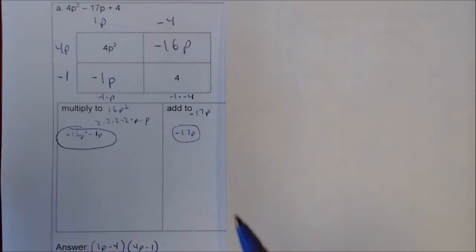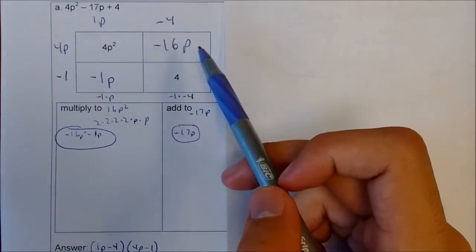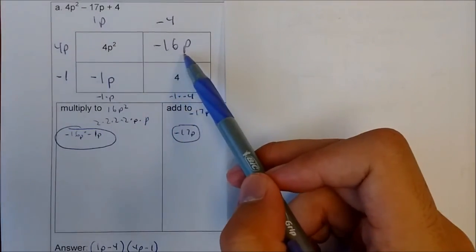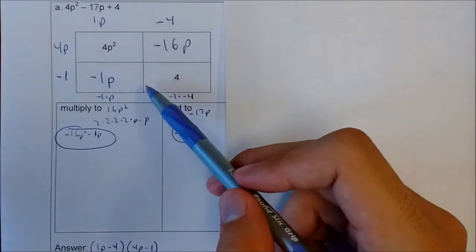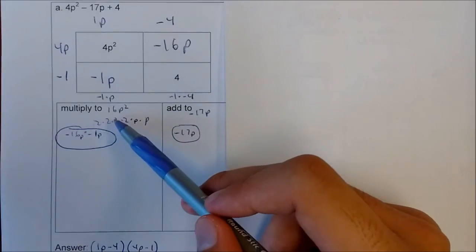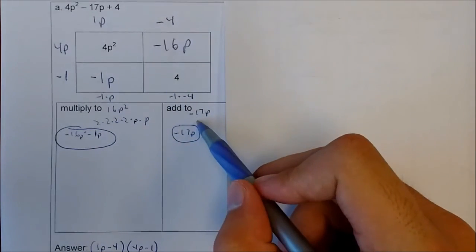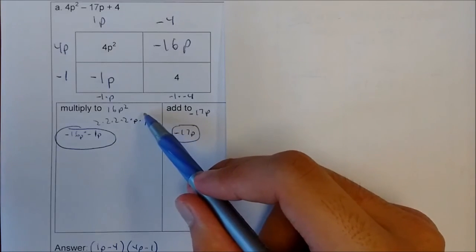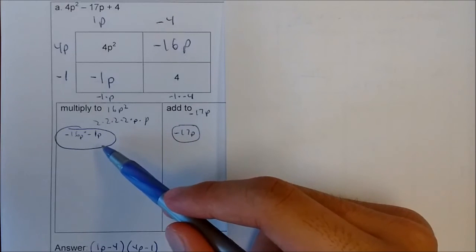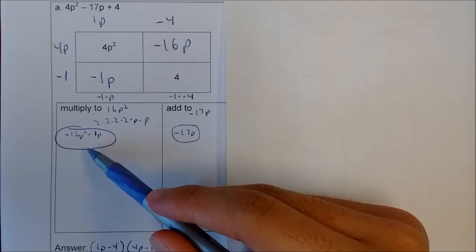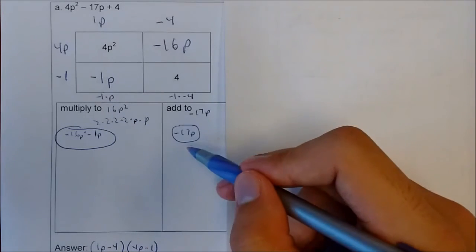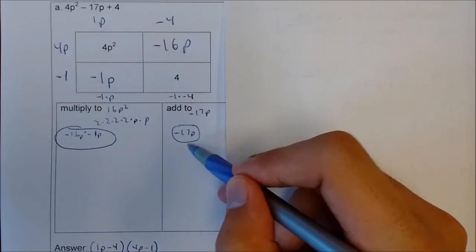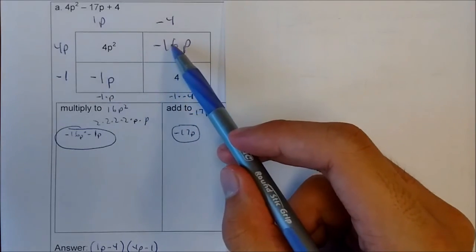See how you did. So in the area model, I completed negative 16p and negative 1p because I knew that they had to multiply to 16p squared and add to negative 17p, which means that they both had to be negative numbers. And the first pair I tried was negative 16p and negative 1p, and these added to negative 17p, so I knew that they were going to be our answers in the area model.